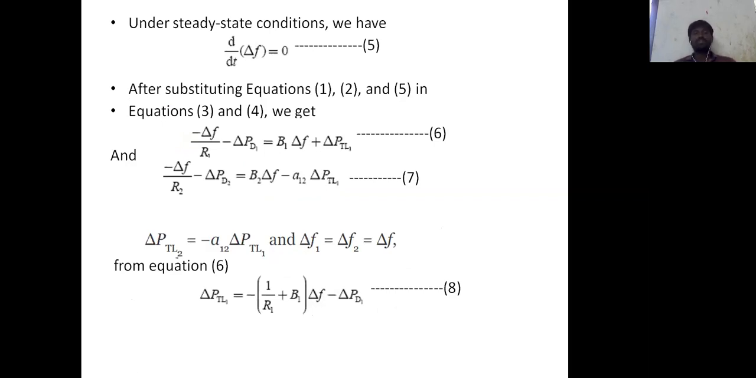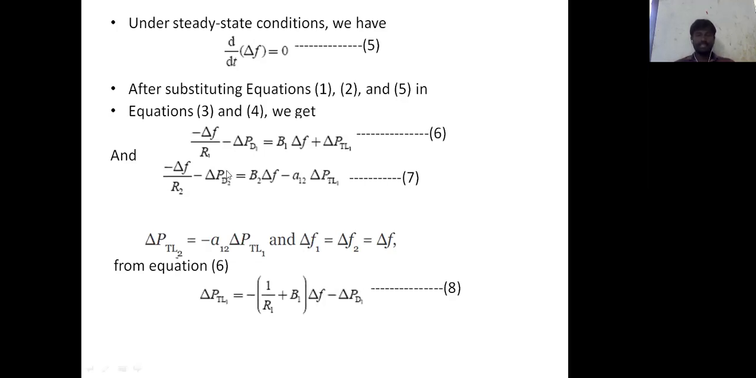After substituting equations 1, 2 and 5 in equations 3 and 4, we get minus delta F by R1 minus delta PD1 equal to B1 delta F plus delta P tie line, and minus delta F by R2 minus delta PD2 equal to B2 delta F minus A12 into delta P tie line. Here we know that delta P tie line 2 equals minus A12 into delta P tie line 1, and delta F1 and delta F2 equal delta F.